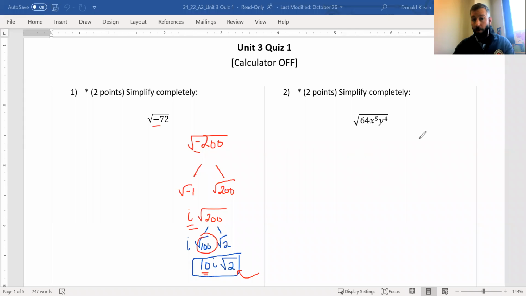Number two, we're going to go over another similar example. So in this one, I'll come up with the example, let's say square root of 36, x to the 6th, y to the 9th power. Everything is inside that radical, just like this one.